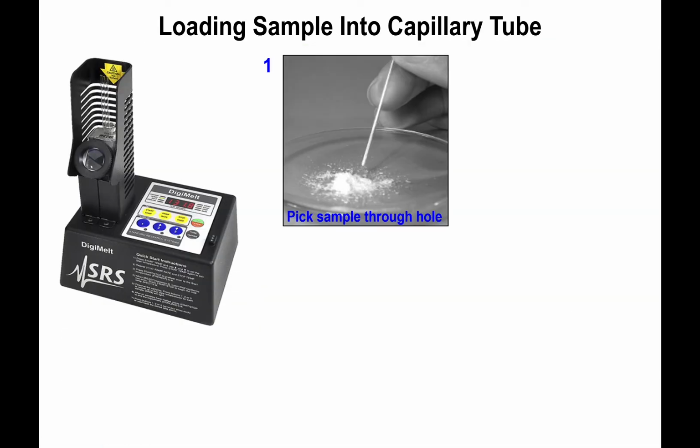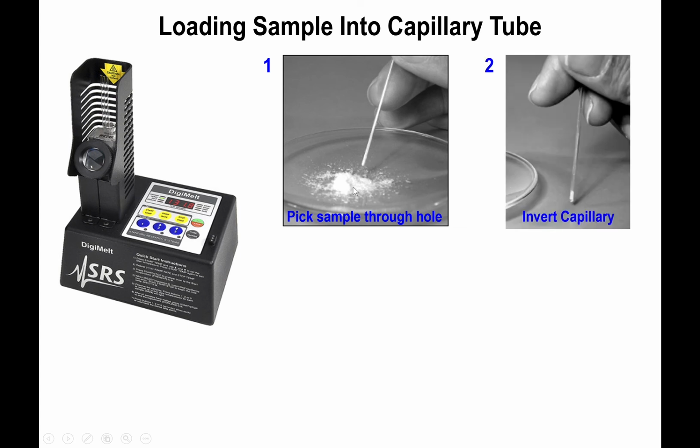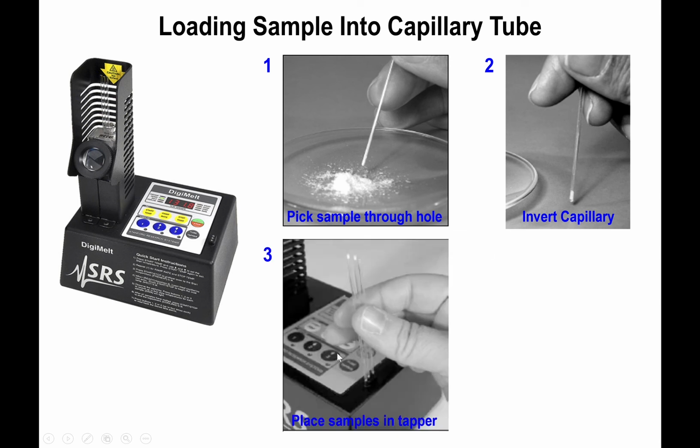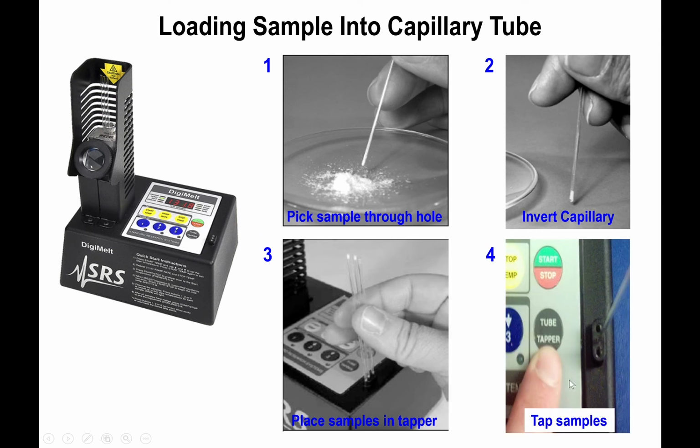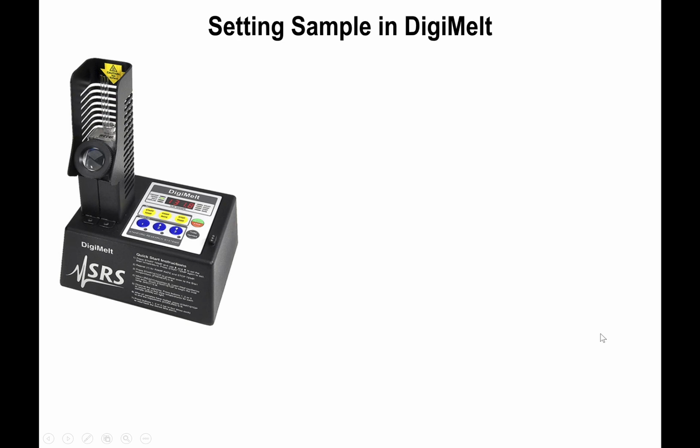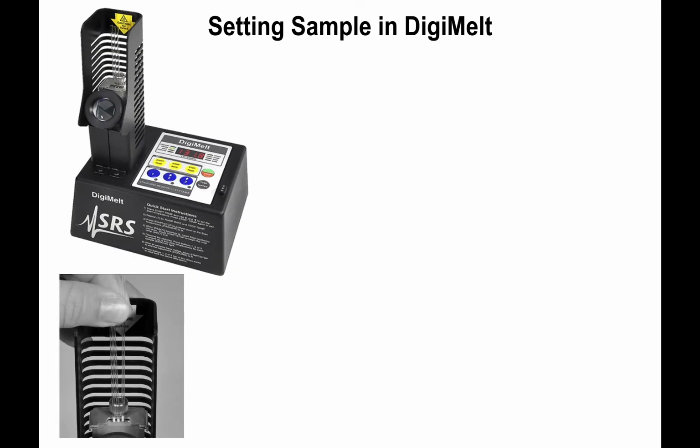So this is pretty much the same idea, right? You pick up the sample through the open end, you invert it, and you tap it so that you get all the solid into the closed end of the capillary. You could use the tapper function if you have that in your melting point apparatus, and then you start measuring your samples. That tapper function is kind of interesting.